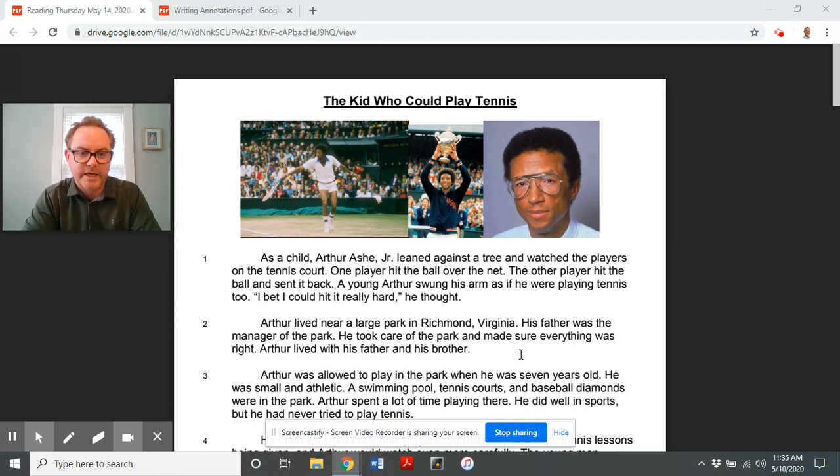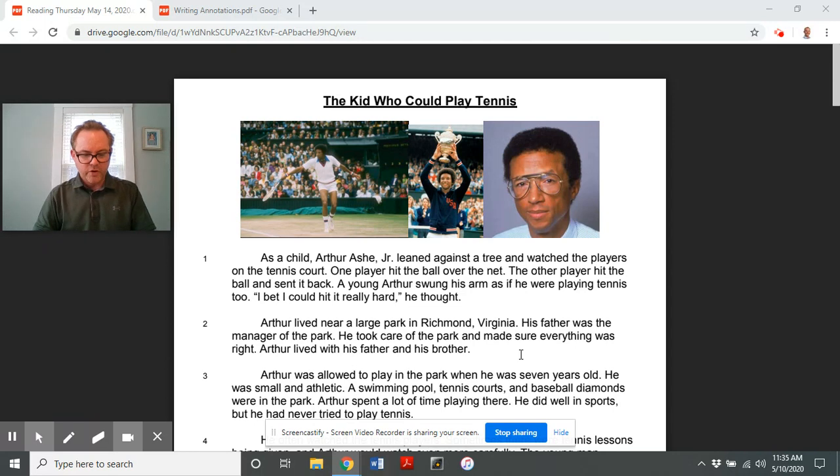The kid who could play tennis. As a child, Arthur Ashe Jr. leaned against a tree and watched the players on the tennis court. One player hit the ball over the net. The other player hit the ball and sent it back. A young Arthur swung his arm as if he were playing tennis too. I bet I could hit it really hard, he thought.